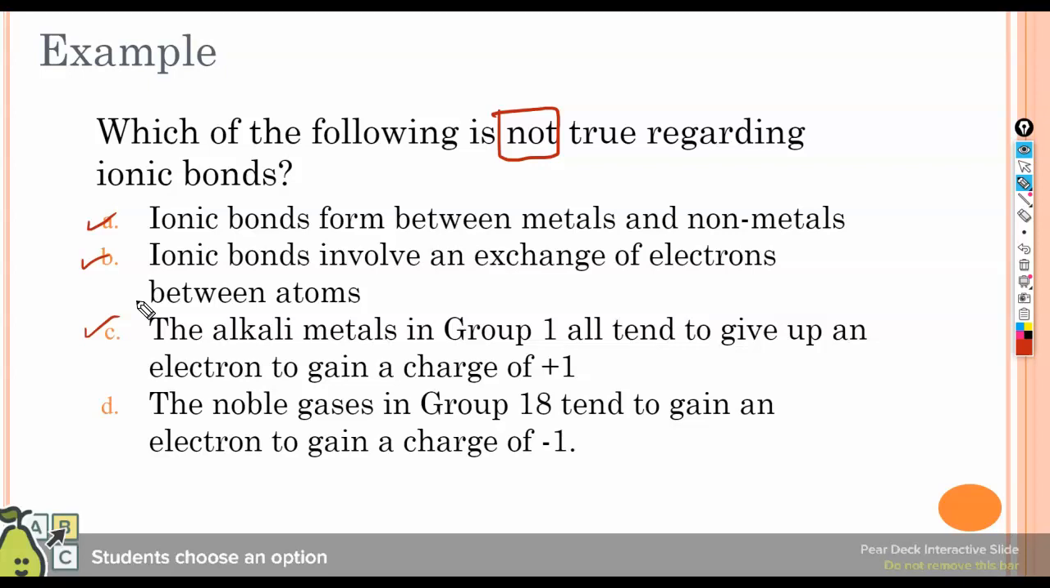And then D says the noble gases in group 18 tend to gain an electron to gain a charge of -1. That is not a true statement, right? The noble gases already have like a full shell of electrons. Like they're happy, they're good. That's why they don't react with stuff. That's why they are inert. And so D is definitely not true. Those are not going to gain or lose any electrons. Their shells are full of electrons. Okay, so hopefully you got D for your answer choice.